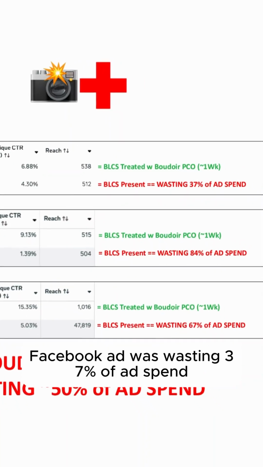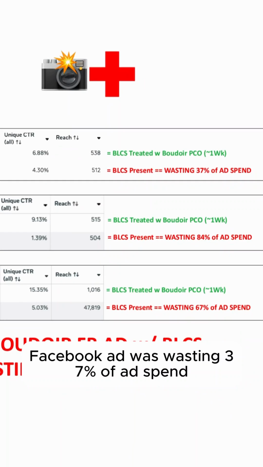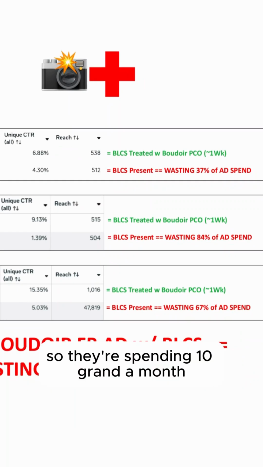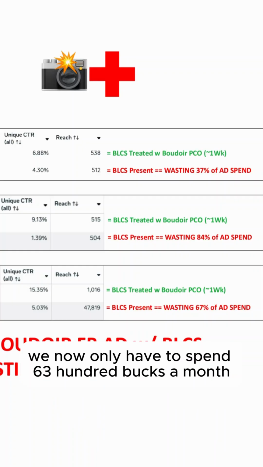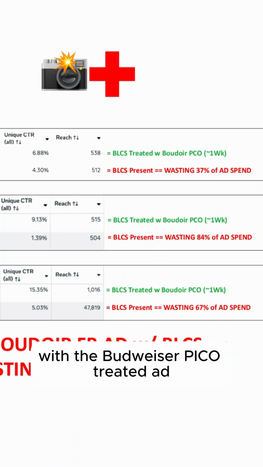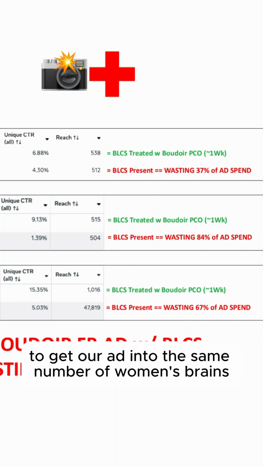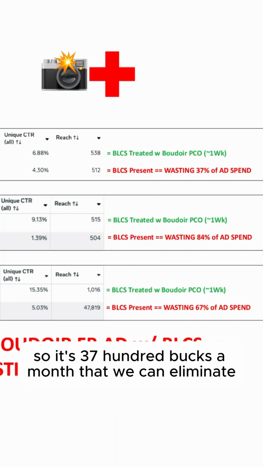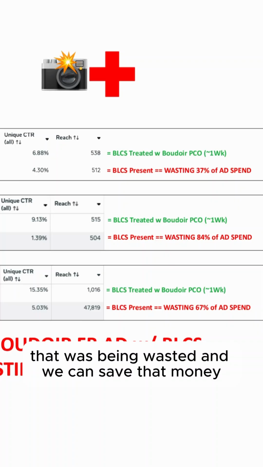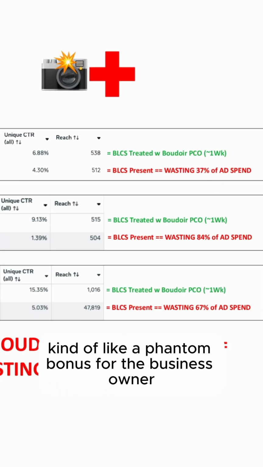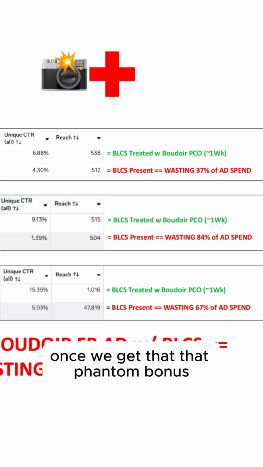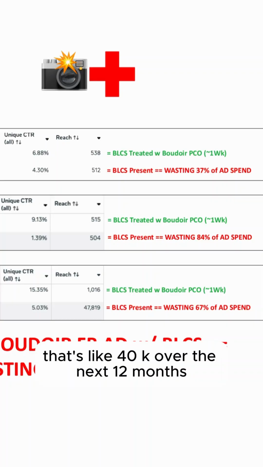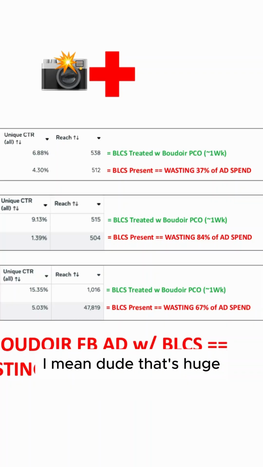So we found out the original Boudoir Facebook ad was wasting 37% of ad spend. If they're spending 10 grand a month on Boudoir Facebook ads with that original, then we now only have to spend $6,300 a month with the Boudoir Pico treated ad to get our ad into the same number of women's brains. So it's $3,700 a month that we can eliminate that was being wasted, and we can save that money, kind of like a phantom bonus for the business owner. And once we get that phantom bonus, what's that, like 40K over the next 12 months? I mean, dude, that's huge.